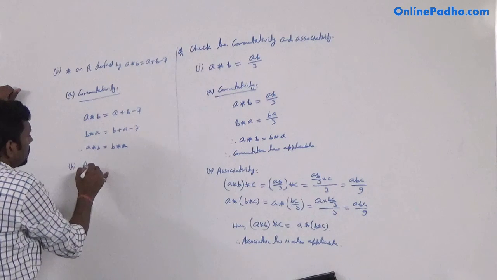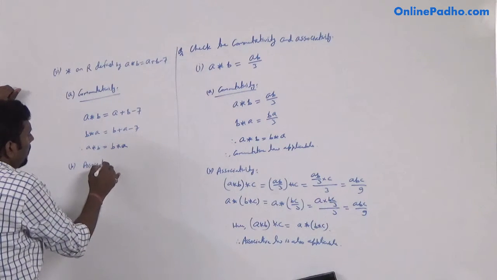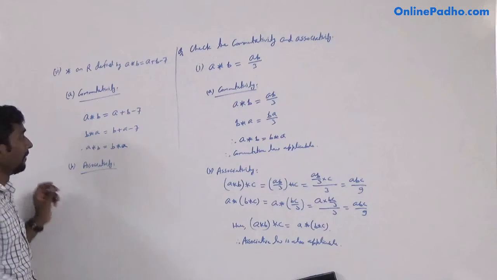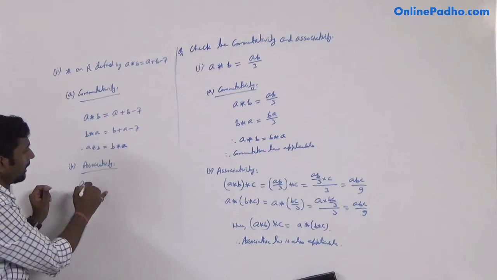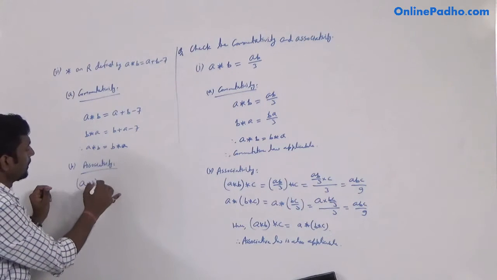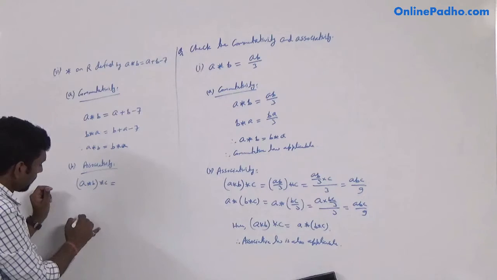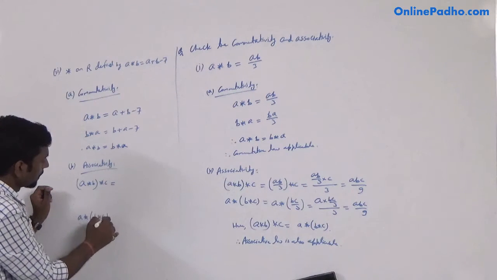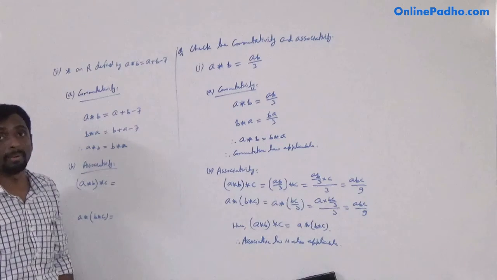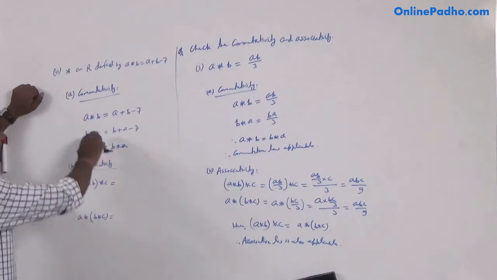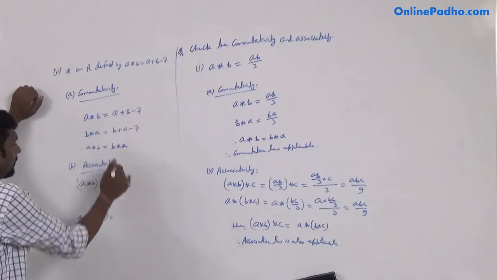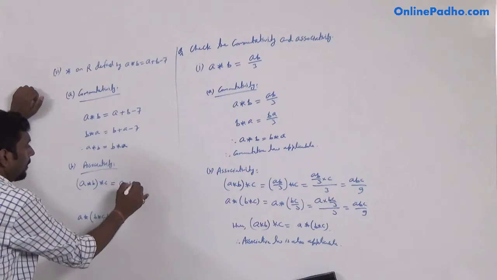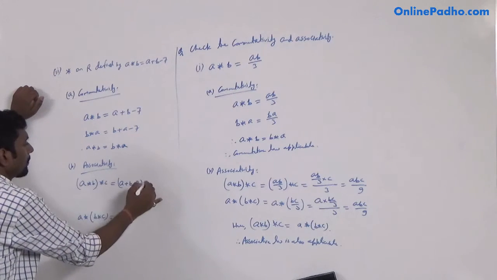Now the second one is associativity. Let us see how to find associativity in this. First we have to find (A star B) star C, and then we have to find A star (B star C). Both must be equal, then we can say that associative law is applicable in this. Now, what do you mean by A star B? Sum minus 7. So first we have to solve the bracket. It can be written as A plus B minus 7, star C.